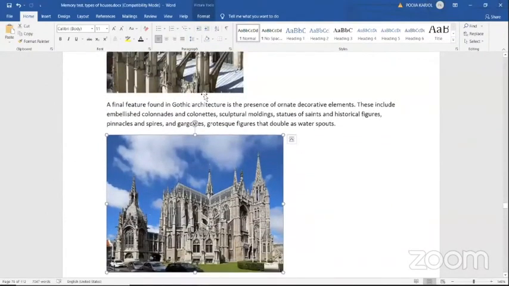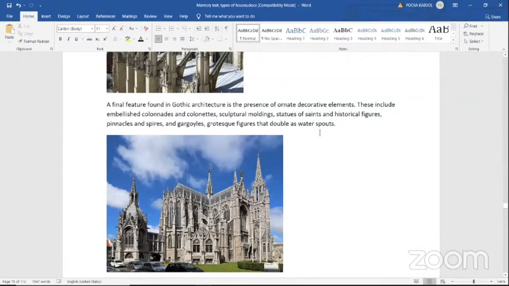A final feature found in Gothic architecture is the presence of ornate decorative elements. These include embellished colonnades and colonnettes, sculptural moldings, statues of saints and historical figures, pinnacles and spires, and gargoyles, grotesque figures that double as waterspouts.